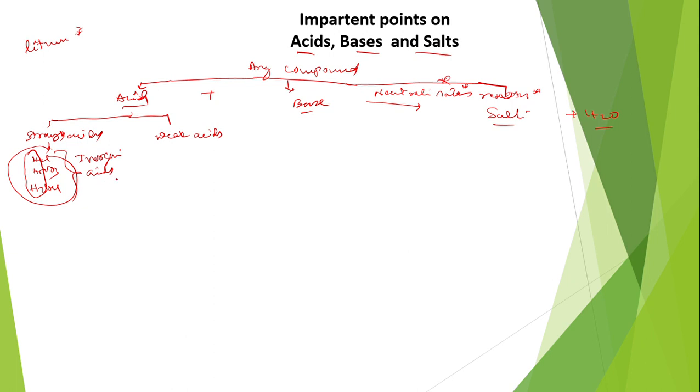Now what are weak acids? Weak acids are usually called organic acids. Examples: citric acid, tartaric acid, etc. These are all organic acids. They are decomposable, or they will degrade.